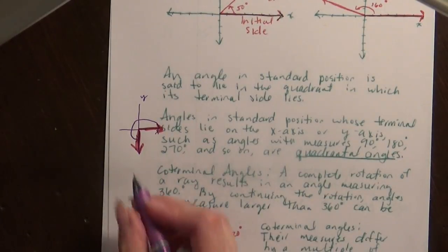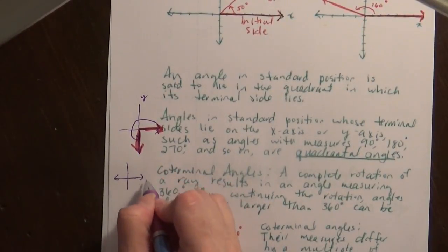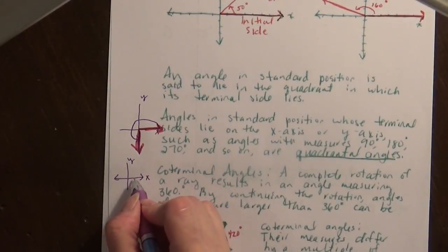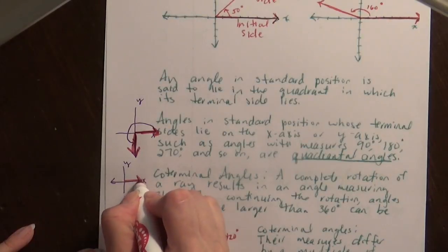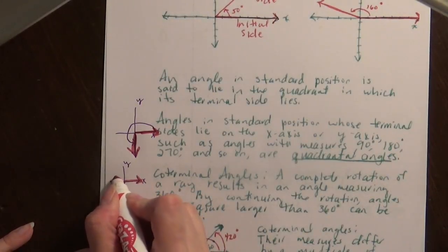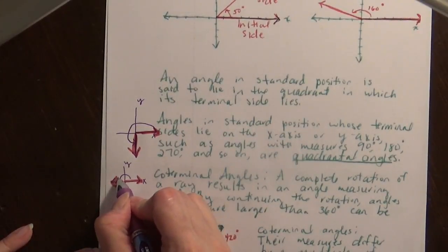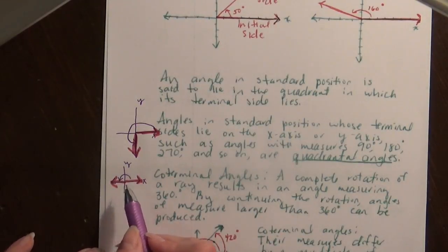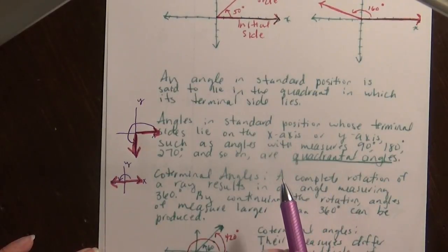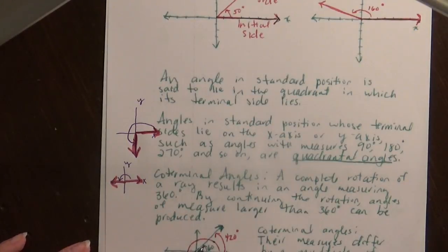Another one could look like this. For example, a straight angle. If you've got your initial side on the x-axis and terminal side is also sitting on the x-axis but on the other side, you've got this 180 degree angle. But because your terminal side is also on the x-axis, this is also considered a quadrantal angle. And the same thing with a right angle that's in standard position. That would also be considered a quadrantal angle.